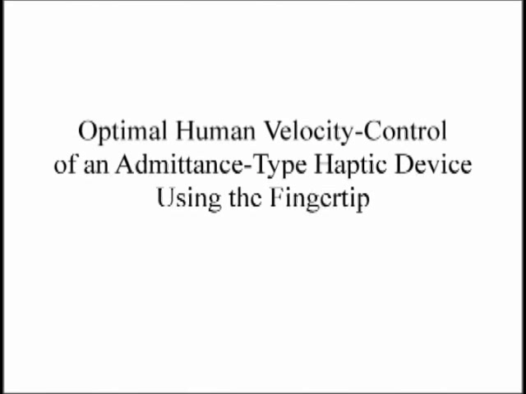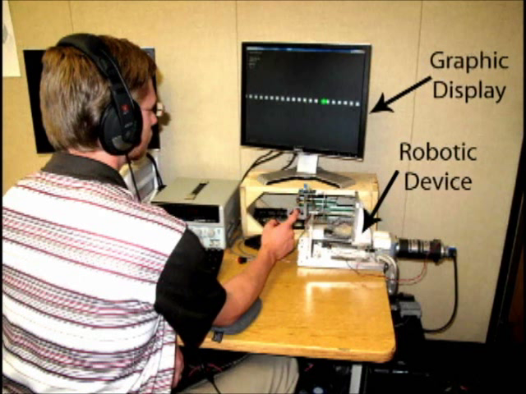This video summarizes research that was conducted to determine under which operating conditions humans most effectively control admittance-type devices with the fingertip. The study was conducted using the setup shown here. The subjects interacted with an admittance-type robotic device while watching a visual feedback display.